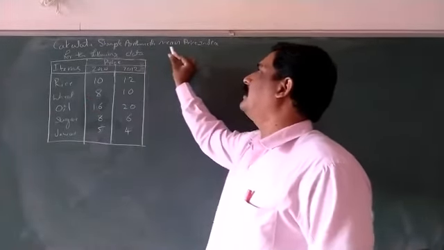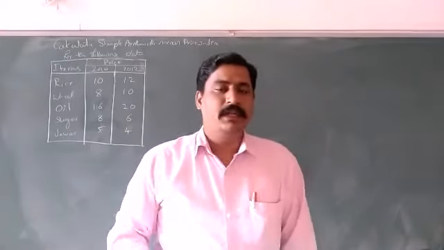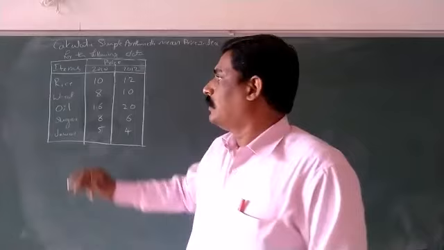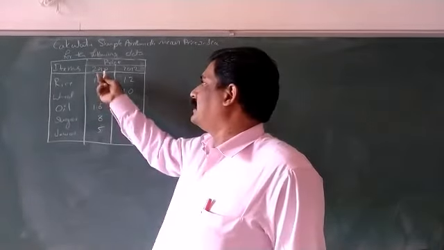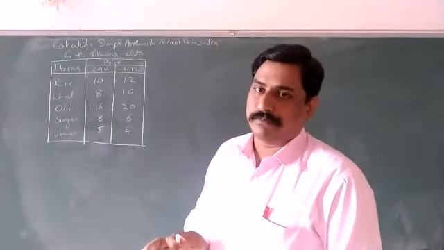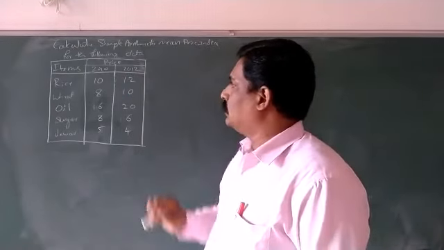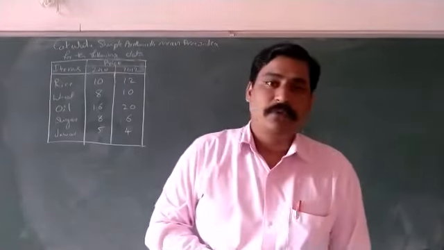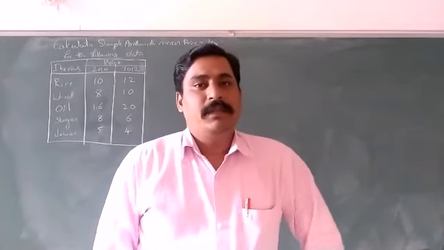Calculate simple arithmetic mean price index number for the following data. Here 5 different items or commodities are given, and their prices in the years 2010 and 2012 are given. With the help of these prices in 2010 and 2012, we have to calculate the arithmetic mean price index number.